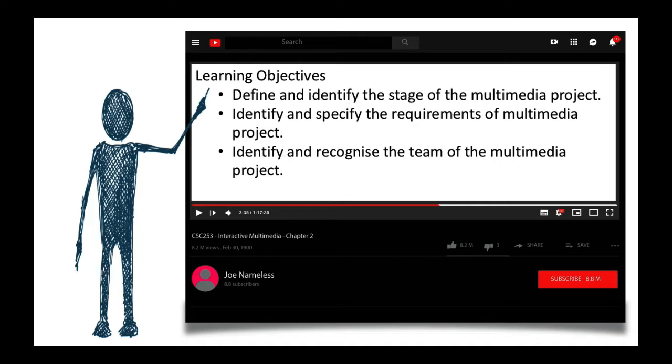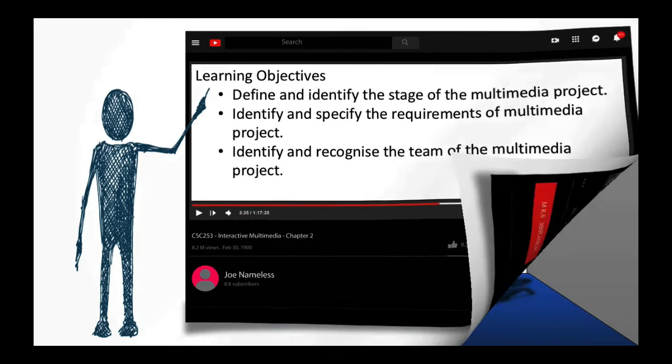The learning objectives for today's discussion are: you must understand and be able to explain each stage in multimedia project. You also must be able to apply the method during your multimedia project development. Then, you must be able to recognize and specify the suitable and reliable multimedia tools in order to develop the multimedia project. Finally, you must be able to identify your team members in order to develop the multimedia project. In other words, you must know your team members well. Know their strength and weakness.